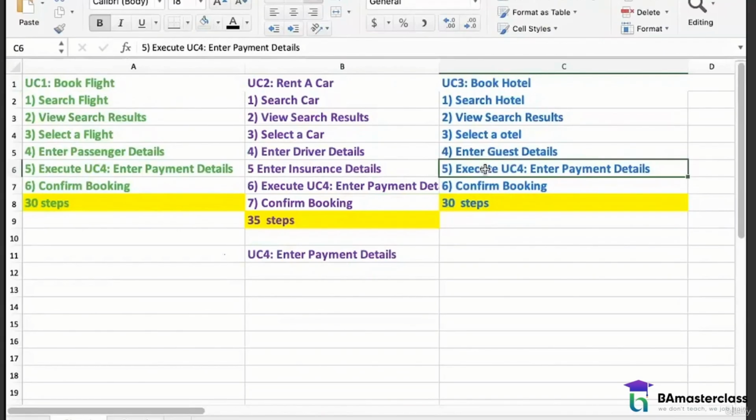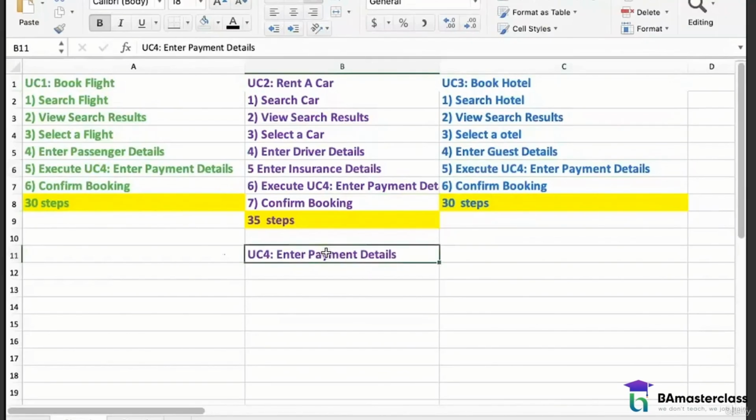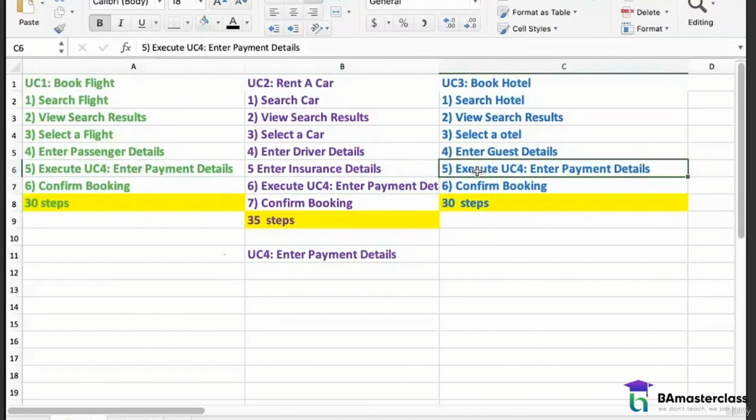By creating this, what I'm trying to do is tell the developer, you write a piece of code once and you can copy and paste the same piece of code here, here, and here. It's the reusability of the code. So let's write down the definition of an includes relationship.